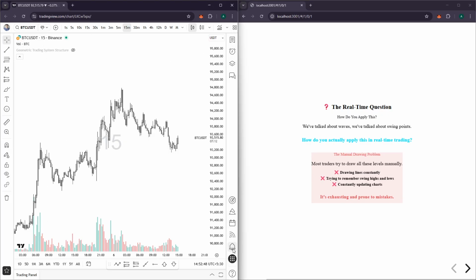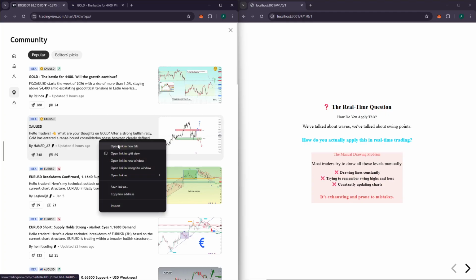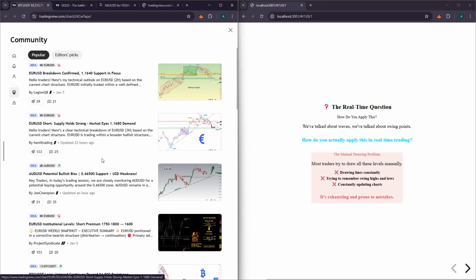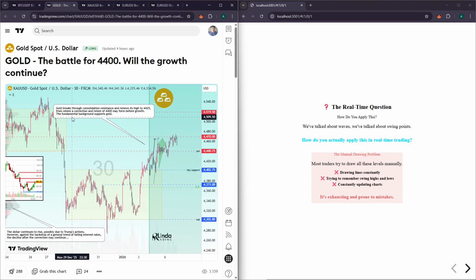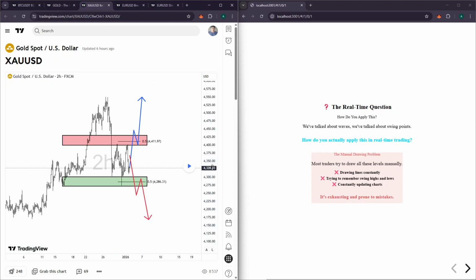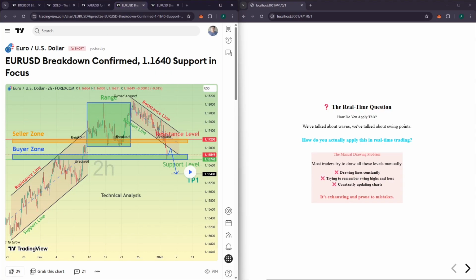For instance, check this out. This is like a social media for traders. You can see all these levels people have been drawing, and every trader has their own opinion on what should happen and how to trade the market, the right way or the wrong way. It doesn't really matter. The only thing that matters is, does your strategy or analysis make money or not?